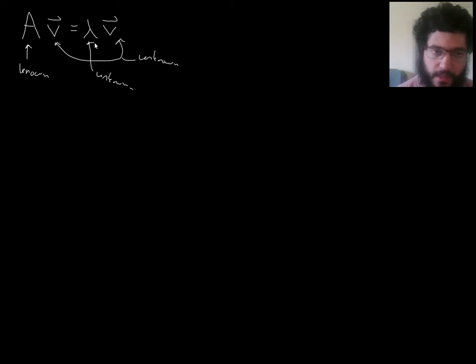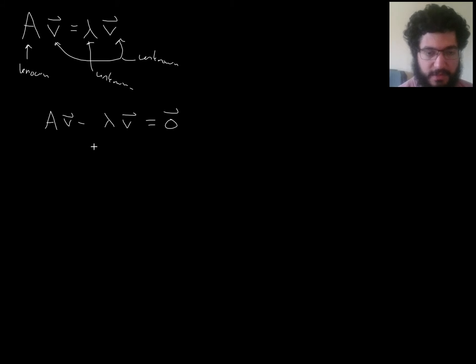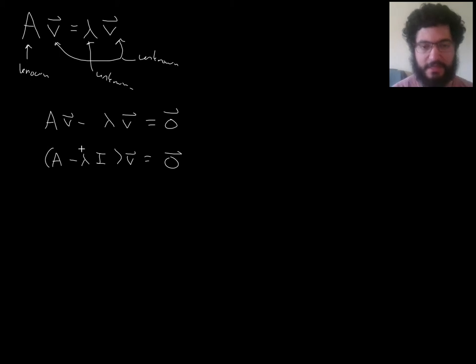Now, the way we're going to address this is first we're going to focus on lambda and ask: for what numbers lambda could there possibly be a v that makes this work? And here's a way to get at the answer to this question. So first subtract lambda v from both sides. Then view it like this.